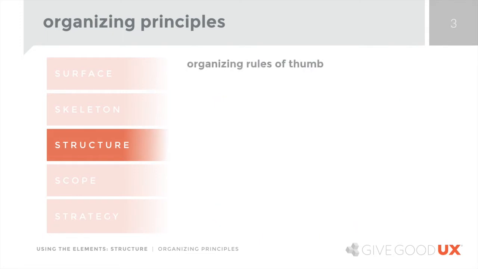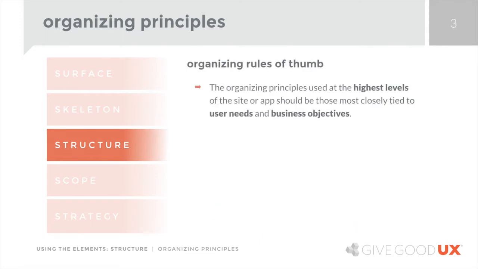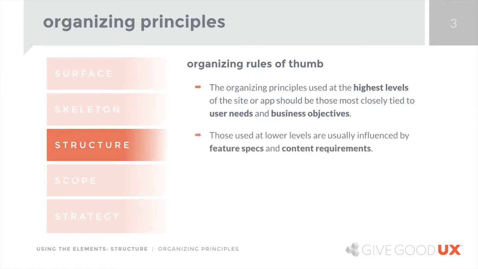There are a couple rules of thumb to keep in mind here. Number one is that the organizing principles you use at the very highest levels of navigation of your site, your application, should be the ones that are most closely related to user needs, what people want, and business objectives, what you need to deliver. The organizing principles that are used at the lower levels are usually influenced more by feature specifications and content requirements.